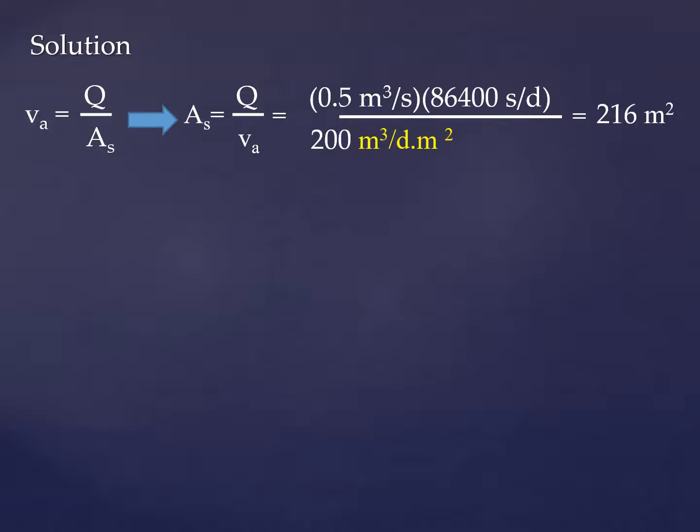So the answer will be 216 meters squared. This is the total area for filters. We don't know how many filters up to here in this problem, so that's the total area that you need for filters. The problem statement says you need 4 filters. If you need 4 filters, the total area divided by 4, that is 216 over 4, will be 54 meters squared. That is the area for one filter.